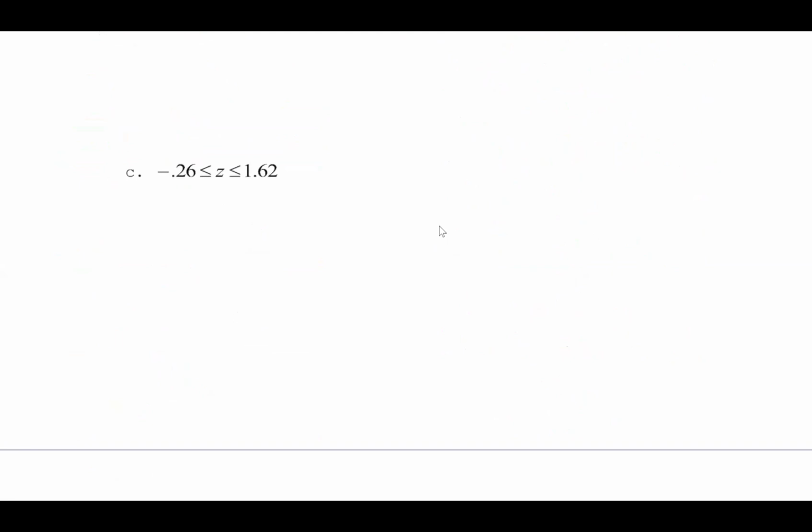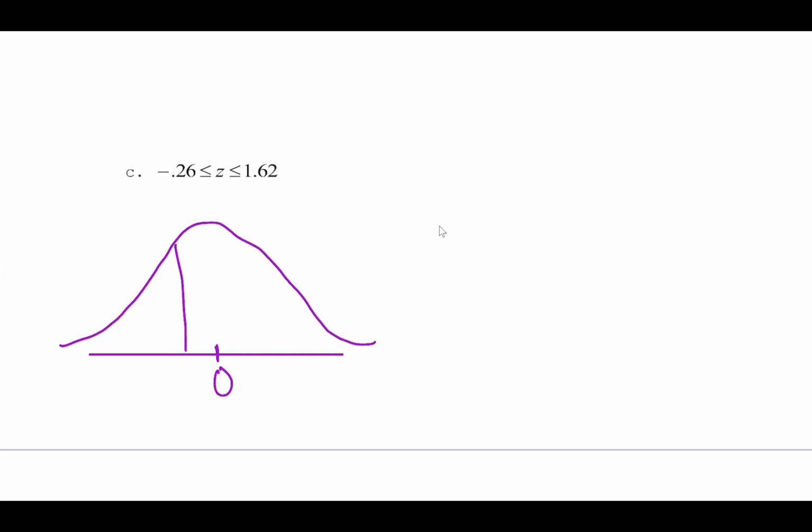So if you look at C, it says negative 0.26 is less than or equal to Z, which is less than or equal to 1.62. So once again, let's go ahead and draw this. Just remember the middle is always 0. So we have negative 0.26, and then you have positive 1.62. So if you look at that, it's telling us that we have to shade the middle.